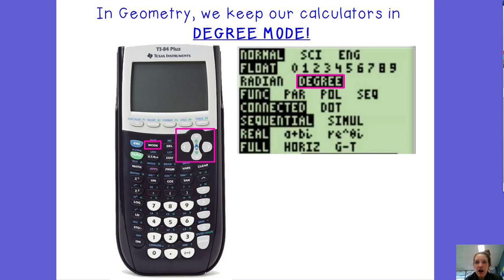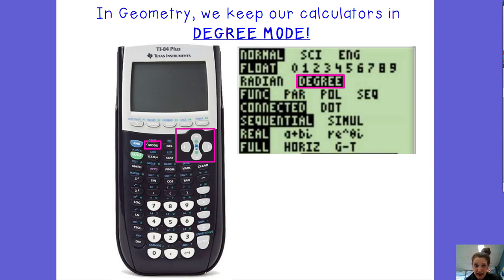Okay, so when we are using trig, when we are using SOHCAHTOA to solve for missing values, we're going to use our calculator. And the key is keeping your calculator in degree mode. There are two modes for your calculator. In geometry, we're only using degree mode.